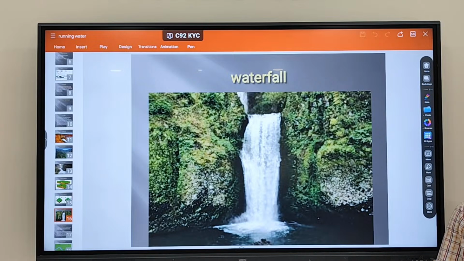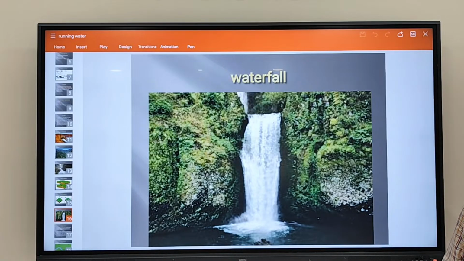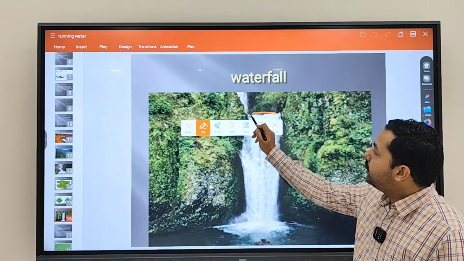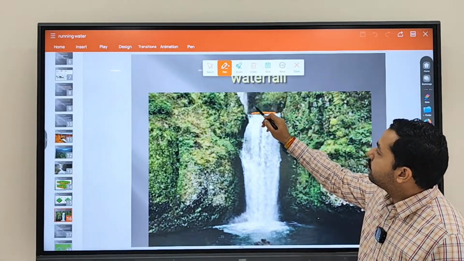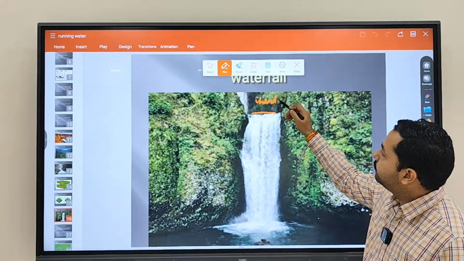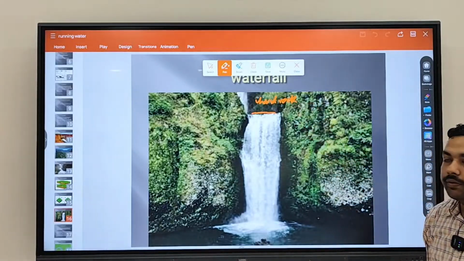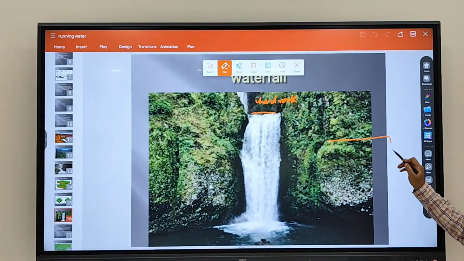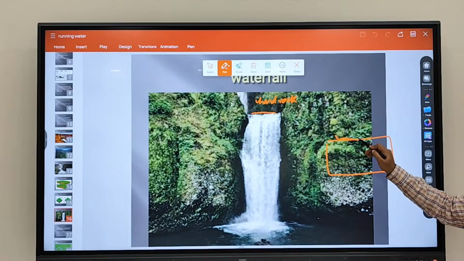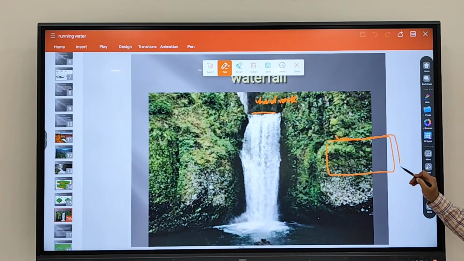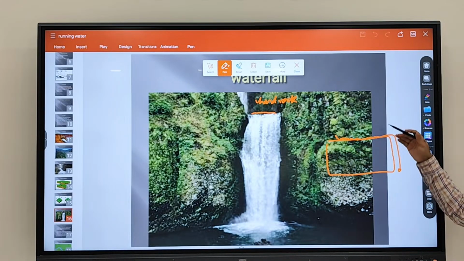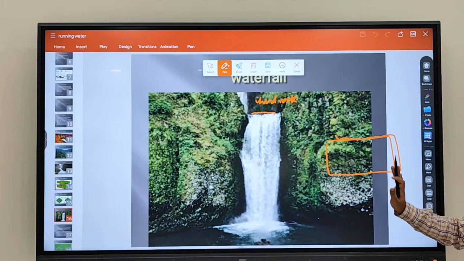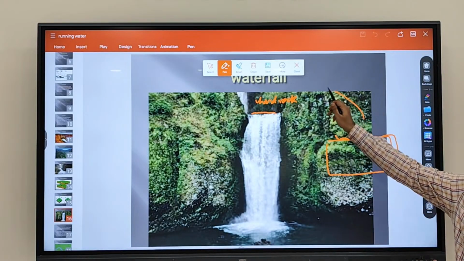Why waterfall? When will a waterfall form? A waterfall will form when the rivers are flowing over a harder rock. Let's say this is a harder rock. When rivers are flowing over a harder rock, suddenly you see a fall, and this fall is called a waterfall.